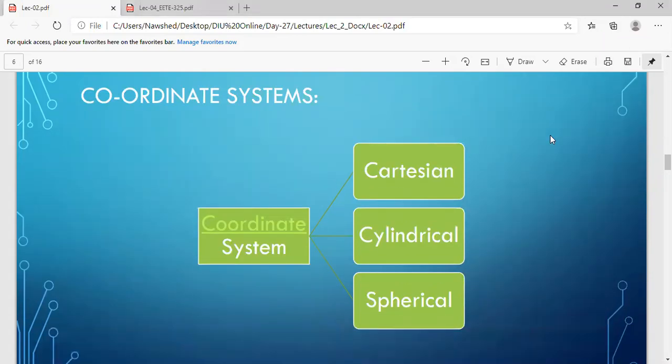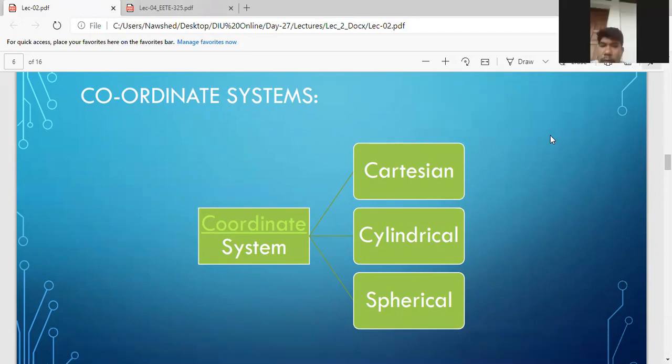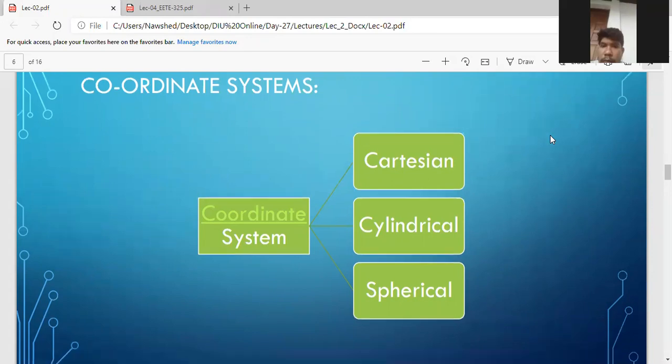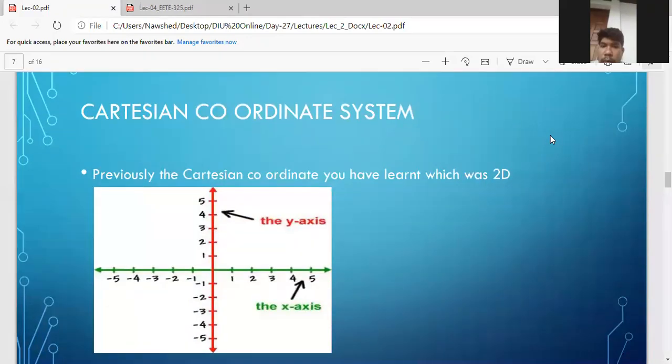And this is about our coordinate system. That means our three types of coordinate system: Cartesian, cylindrical, spherical. These are the coordinate systems. After that, we discussed our Cartesian coordinate system, and I told you that before this semester, you knew about the x and y coordinate system. After that, we discussed the x, y, and z coordinate system.